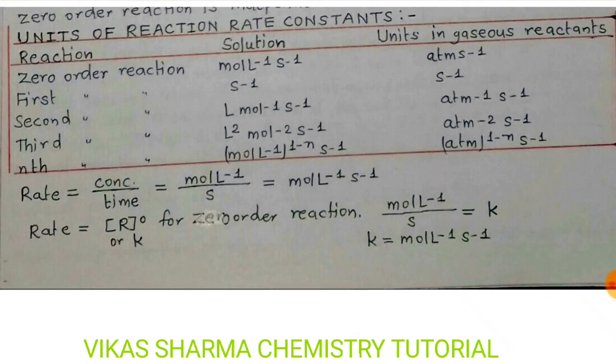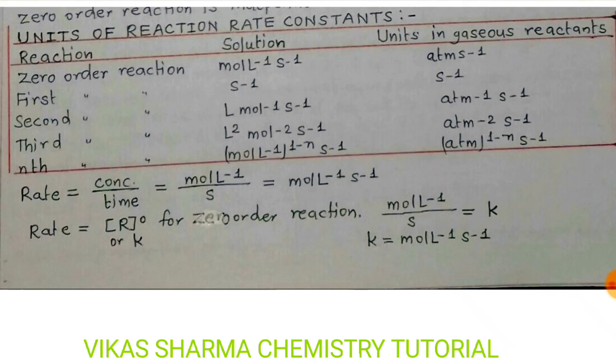If the reaction order is nth value, meaning higher than 3, the unit is mole per liter to the power 1 minus n per second, and atm to the power 1 minus n per second. So students, keep this in your mind.